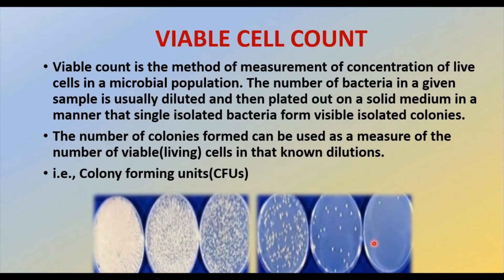The bacteria in a given sample are usually diluted and then plated out on a solid medium in such a manner that we get isolated bacteria forming visible isolated colonies. So here you can see, as we move on the concentration, so much of the concentrated bacteria are grown, and if you see this plate, isolated single bacteria are visible. Now the number of colonies formed can be used as a measure of the number of viable cells in that dilution, where each colony is considered a colony forming unit, simply called CFU.